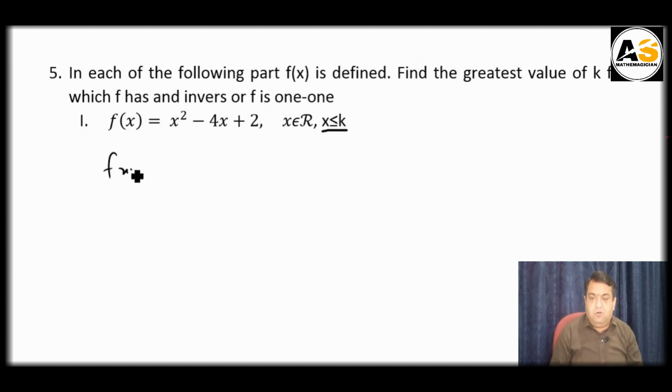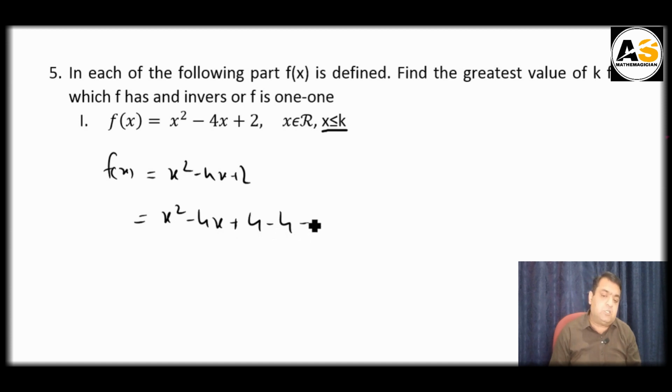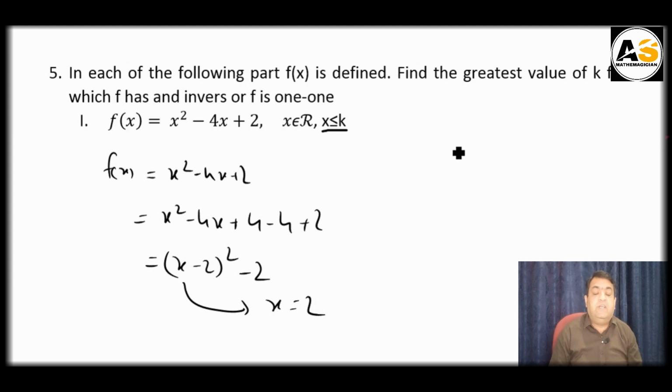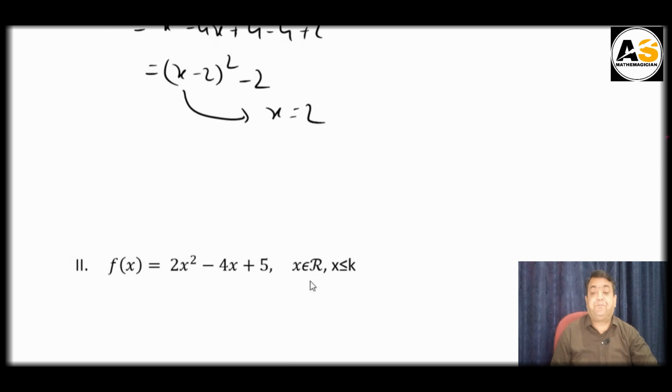f of x is equal to x squared minus 4x plus 2. When I convert it into a complete square, I will get (x minus 2) whole squared minus 2. x is equal to 2. So the greatest possible value of x, or k, is 2.